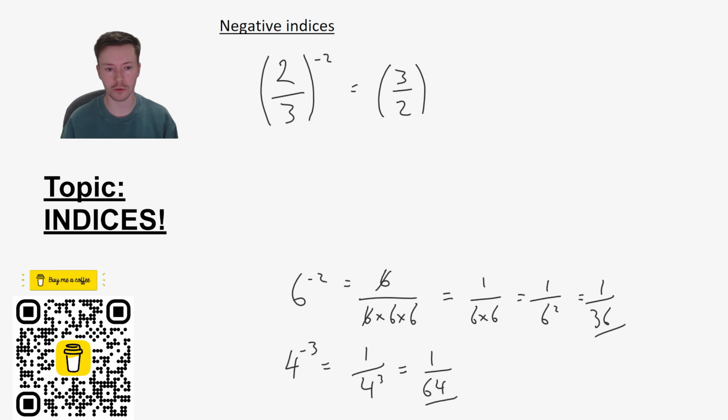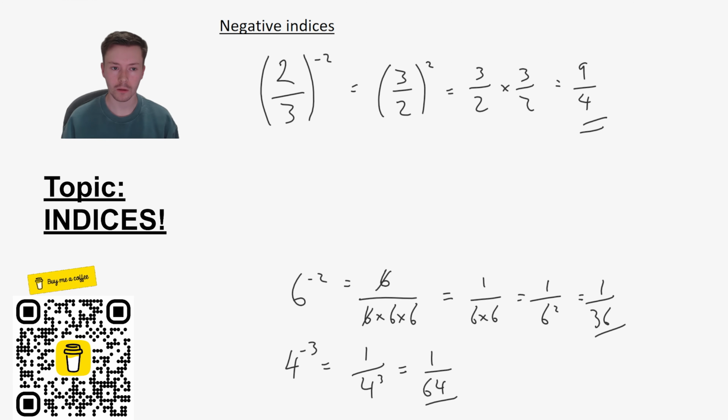But now I still have to square this. Now 3 over 2 squared is 3 over 2 times 3 over 2. 3 times 3 is 9. 2 times 2 is 4. So that would be 2/3 to the power of negative 2.